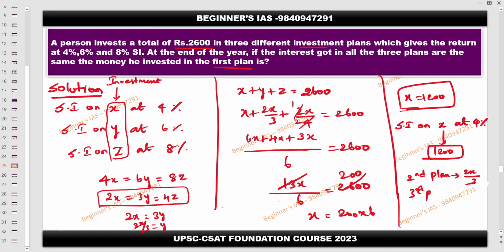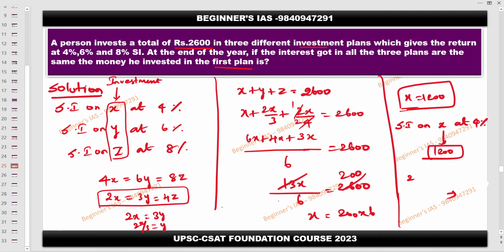Third plan means Z. Z is nothing but x by 2. So what is x here? 1200. 1200 divided by 2 is 600. So if my question is the third plan, then the answer is 600.